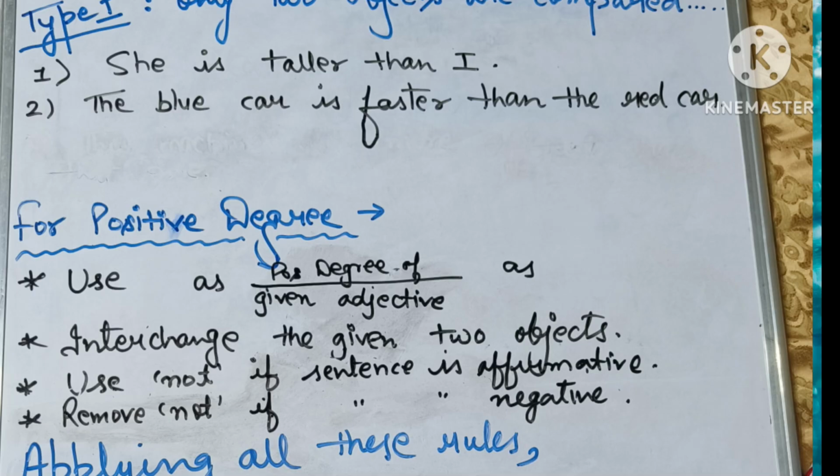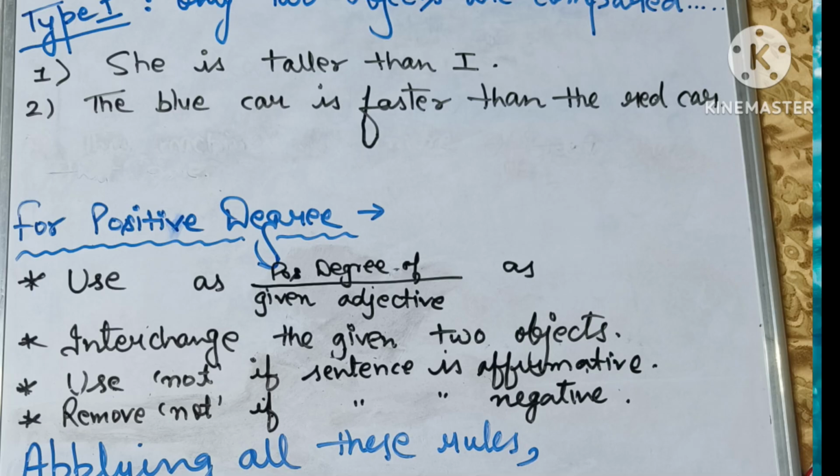Rule number 2, interchange the objects that are compared in the sentence. She is taller than I. She and I are compared. So you will start the sentence with I and bring she in the last. For sentence number 2, the blue car is faster than the red car. The red car will come first. That means you will start the sentence with the red car and end the sentence with the blue car. So the second rule is what? You have to interchange the two objects.